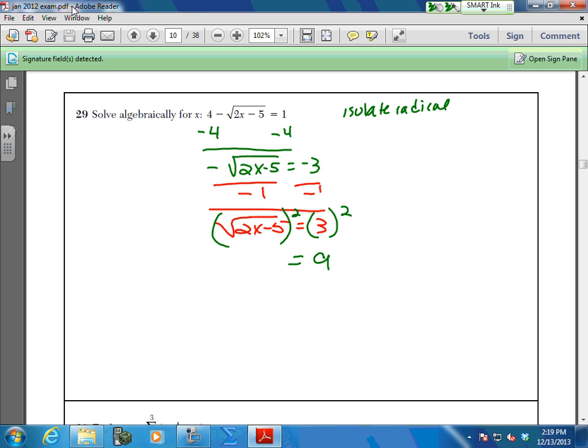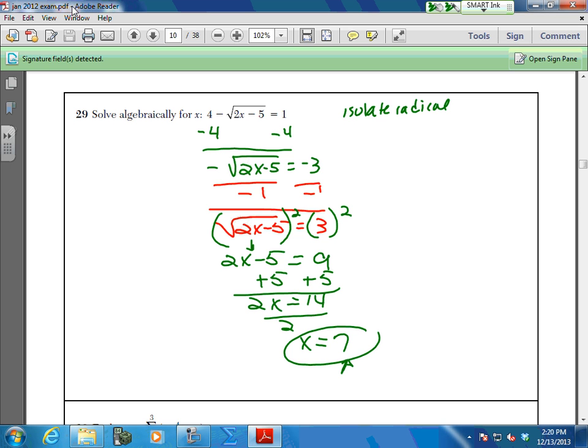When you square a radical, I said absolute value, radical, when you square your radical, it pops out. Now, you have a nice equation, solve for x. Add 5. Divide by 2. Remember to go back and check to make sure that this was a valid answer. Sometimes you get an extraneous root, and this one does check.